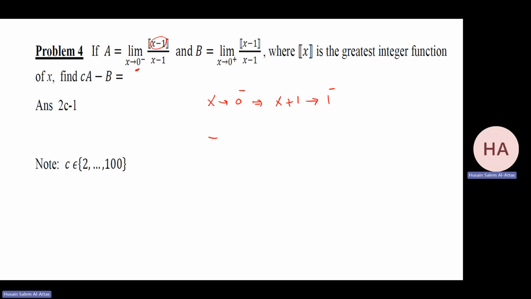So the limit as x goes to 0 from left of this: the numerator goes to 0. 0 over a number will be 0. This is A.